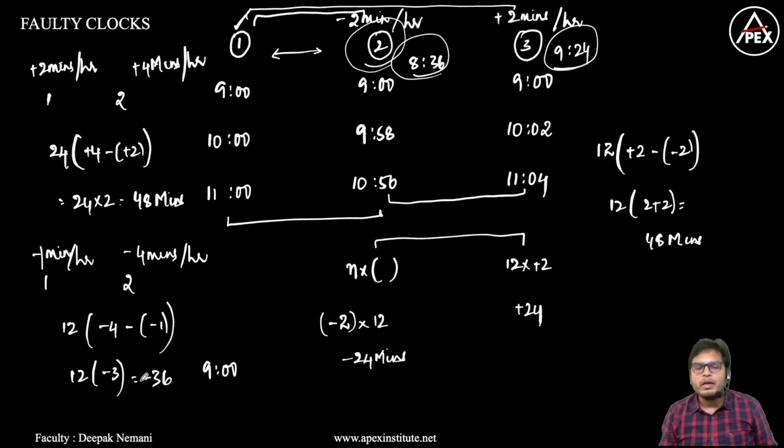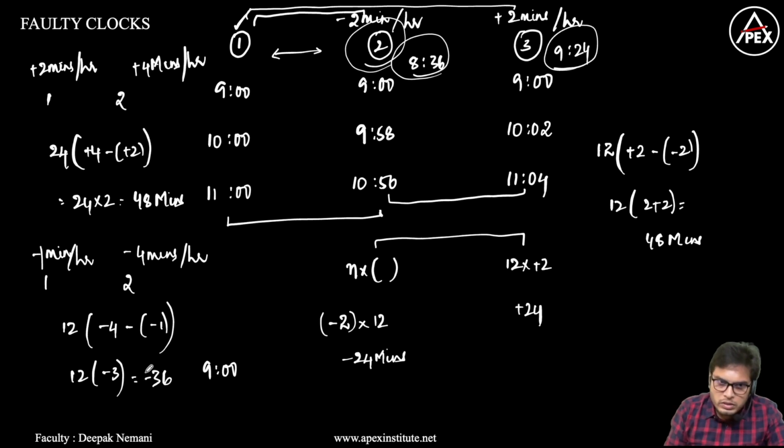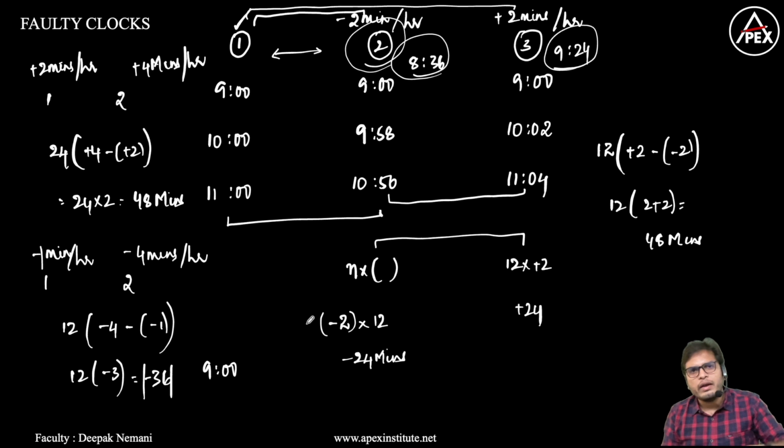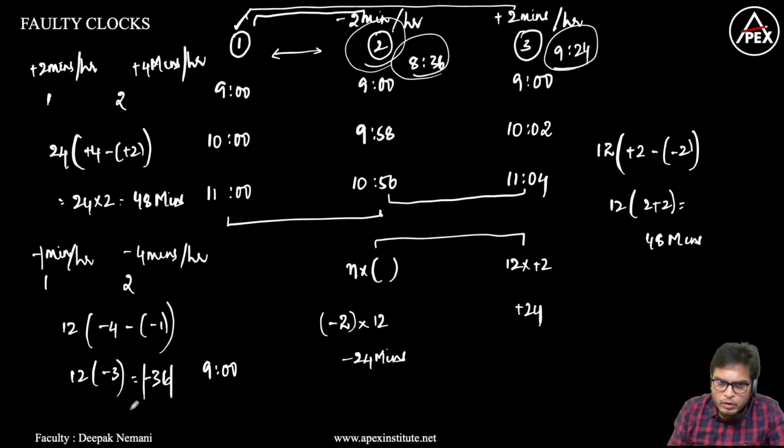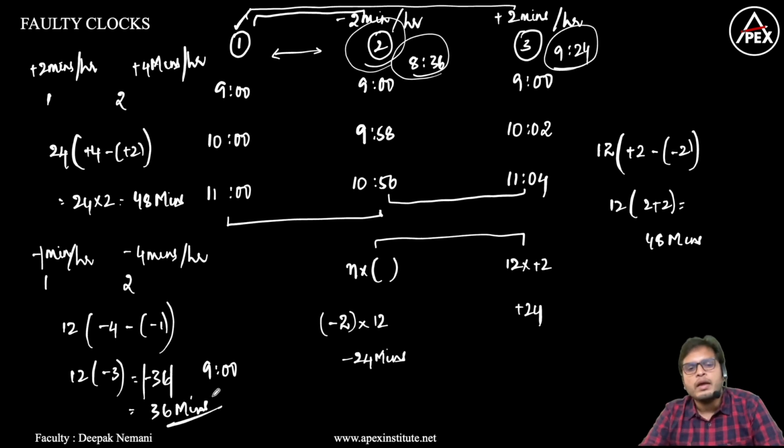But you cannot have minutes in negative. Okay, so just apply mod. Whenever you get a negative number, always consider the magnitude or the value of that number. So after applying modulus, you will be having 36 minutes. So the answer for this question should be 36 minutes. That would be the difference between the time shown by these two clocks.